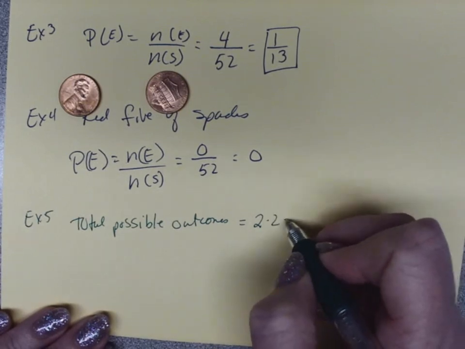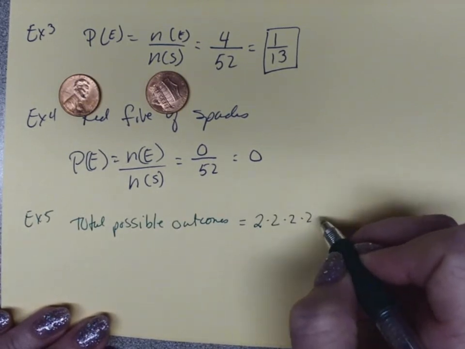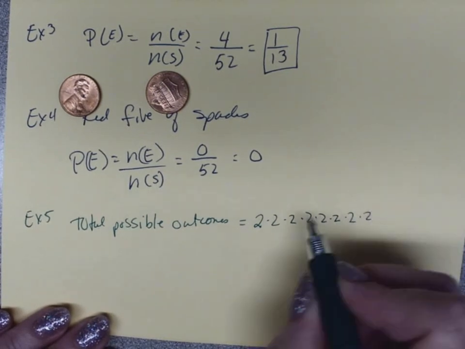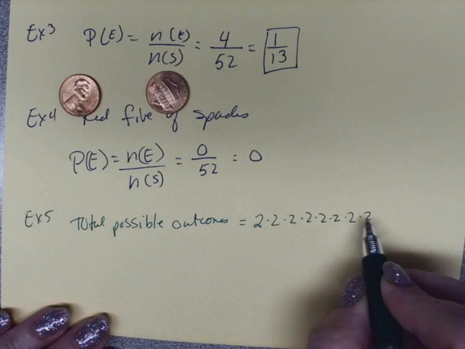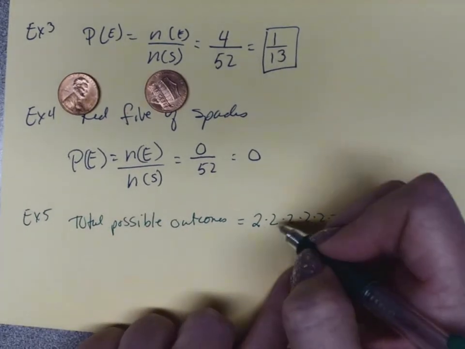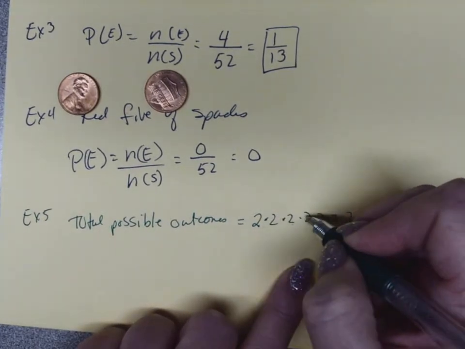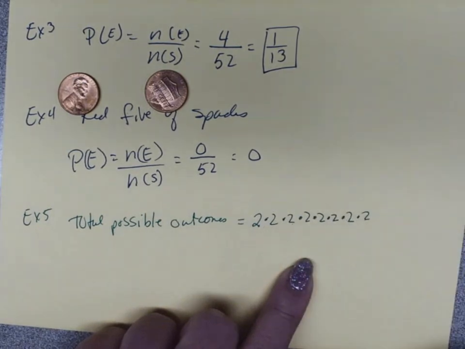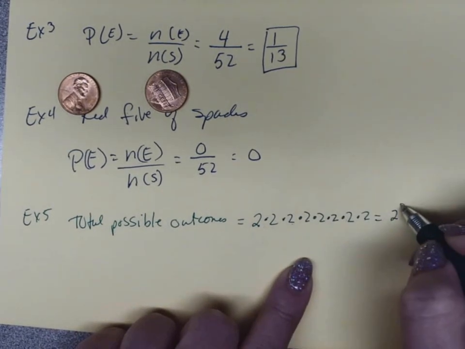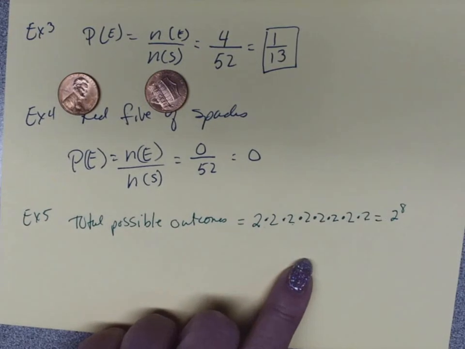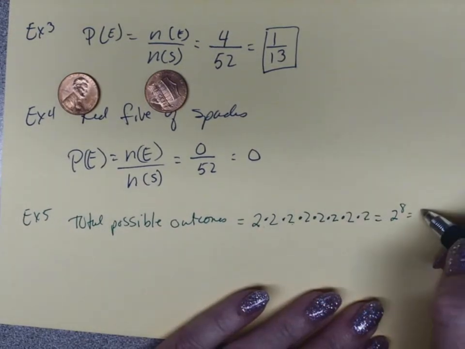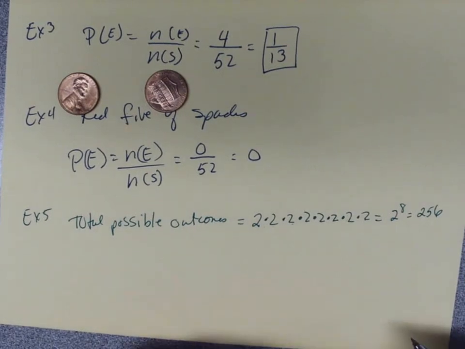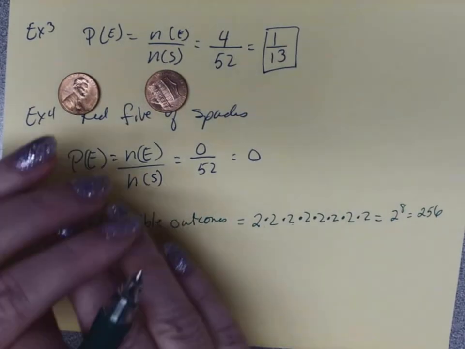So 2 times 2 times 2 times 2 times 2 times 2 times 2 times 2. 1, 2, 3, 4, 5, 6, 7, 8. And we're multiplying those possibilities. So we could also write this as just 2 to the 8th. And 2 to the 8th gets us 256. So what's the probability of getting all girls?